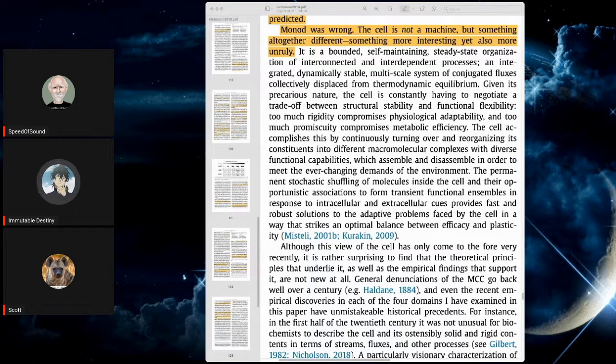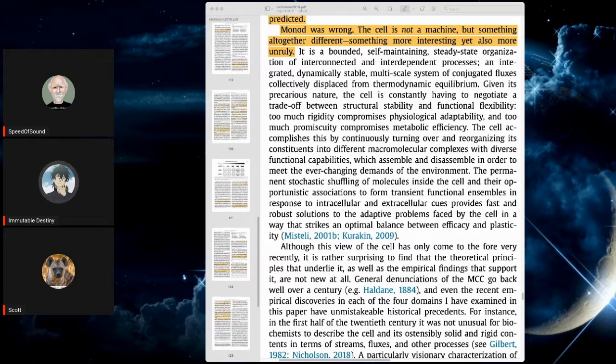Given its precarious nature, the cell is constantly having to negotiate a trade-off between structural stability and functional flexibility. Too much rigidity compromises physiological adaptability, and too much promiscuity compromises metabolic efficiency. The cell accomplishes this by continuously turning over and reorganizing its constituents into different macromolecular complexes with diverse functional capabilities, which assemble and disassemble in order to meet the ever-changing demands of the environment.